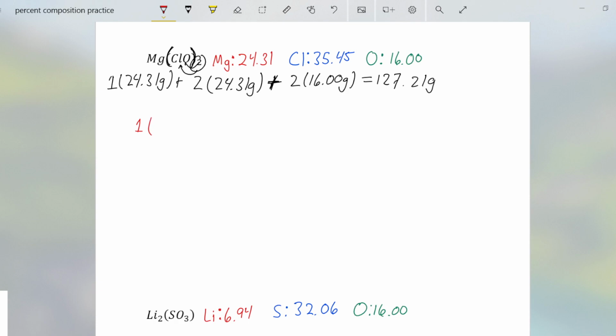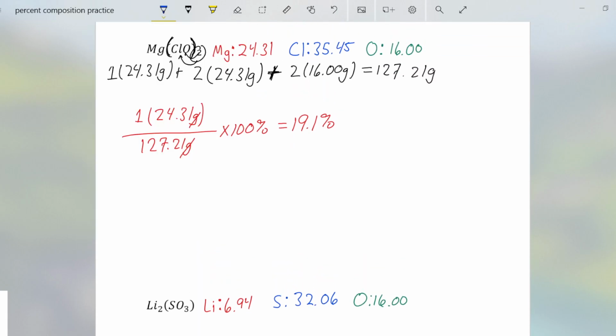Now for the percent composition of magnesium, I would take the number of magnesiums, which is 1 in the molecule, and multiply that by my mass, 24.31 grams. I divide everything by the molar mass of the total molecule, 127.21 grams. Grams cancel, and I also multiply by 100 to get my percentage, and I get 19.1.